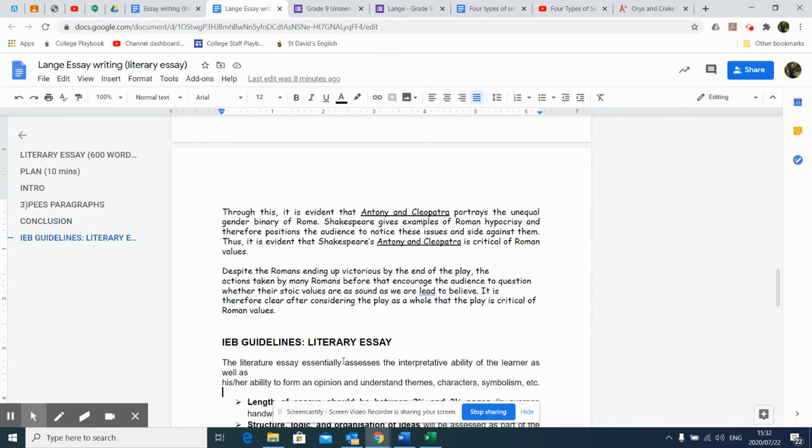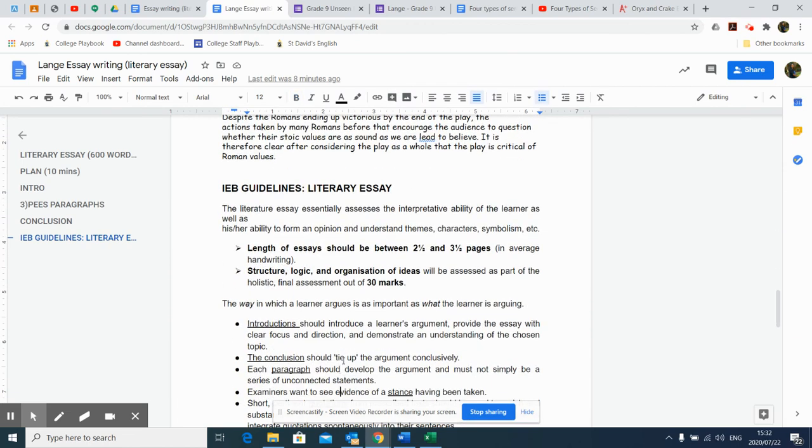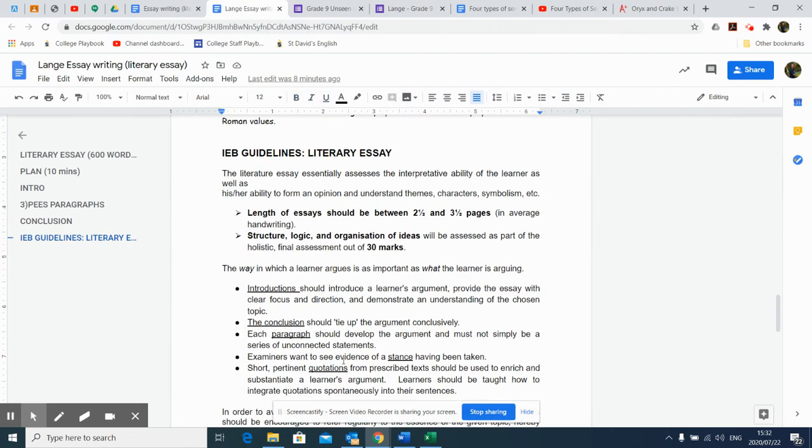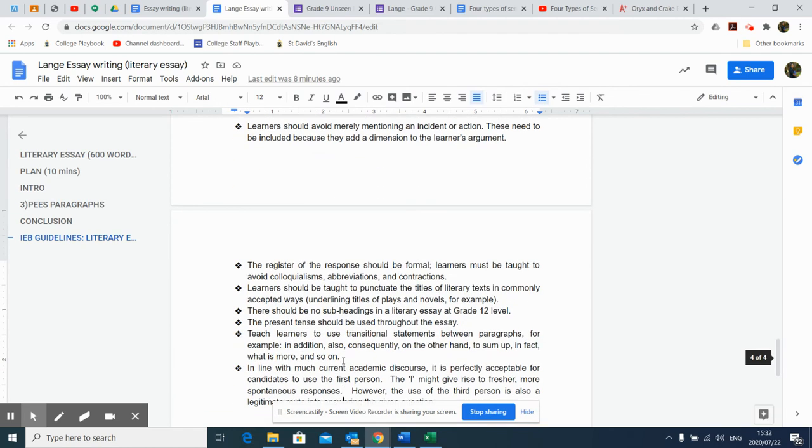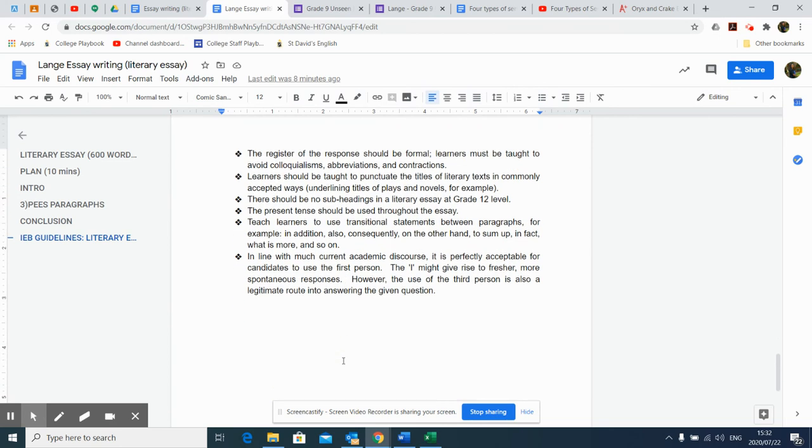Here's an example of a good conclusion. And then here are the guidelines for a literary essay. They're using their IEB ones because these are actually the matric guidelines. We are matric part 1, so everything that we do in grade 11 is in preparation for matric.